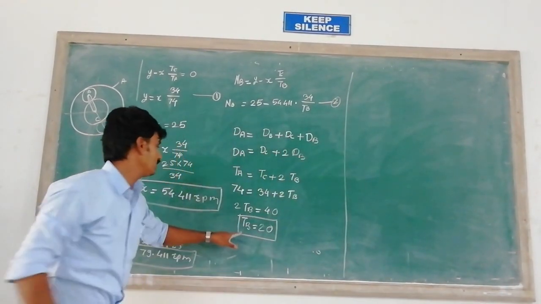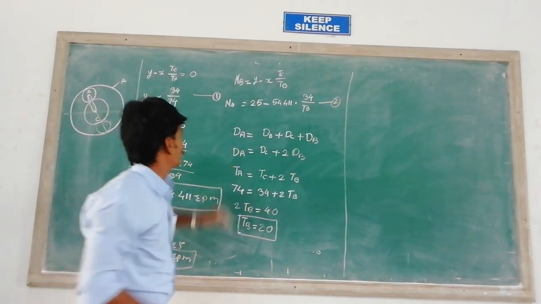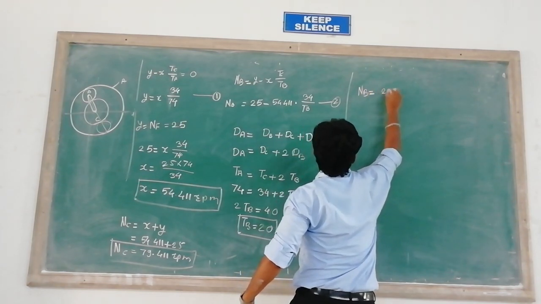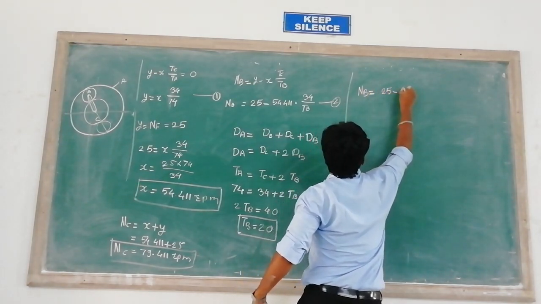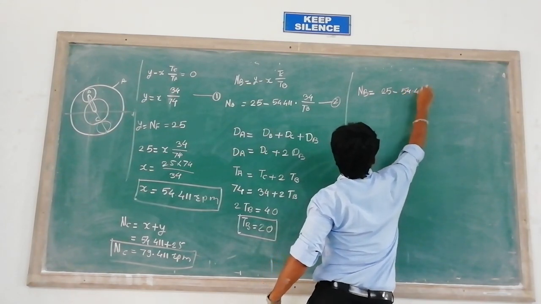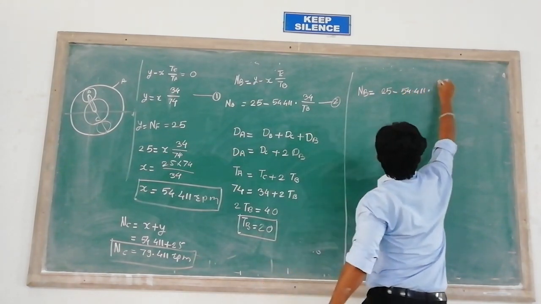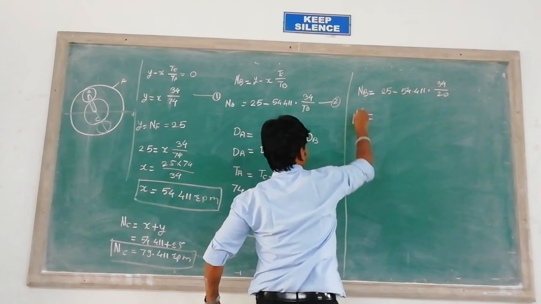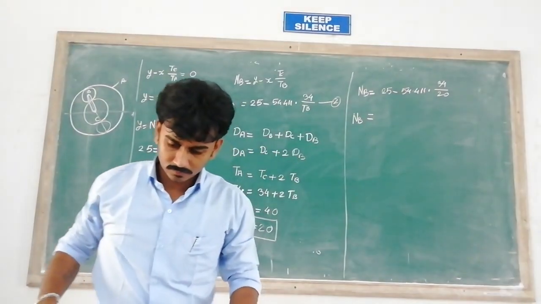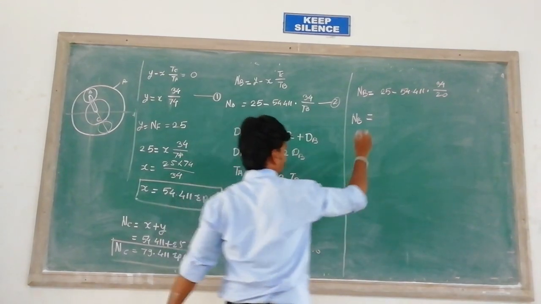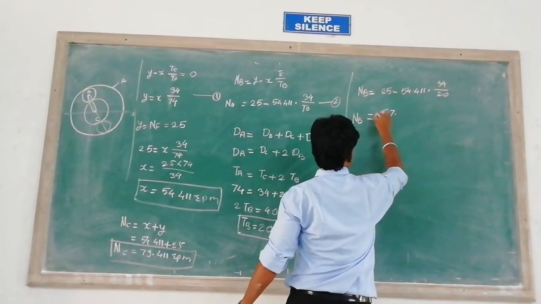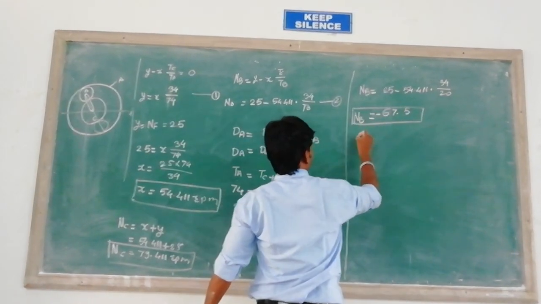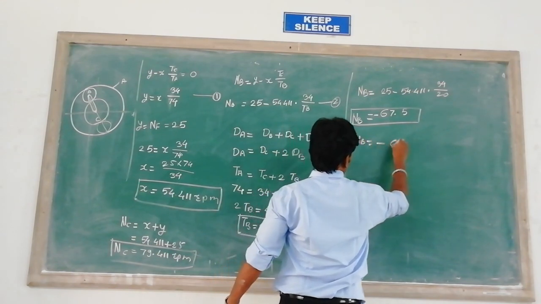So if we put TB equal to 20 in equation number 2, therefore the speed of the gear B is equal to 25 minus 54.411 into 34 divided by 20, and if I solve this, NB is equal to minus 67.5. Here NB is minus 67.5 RPM.